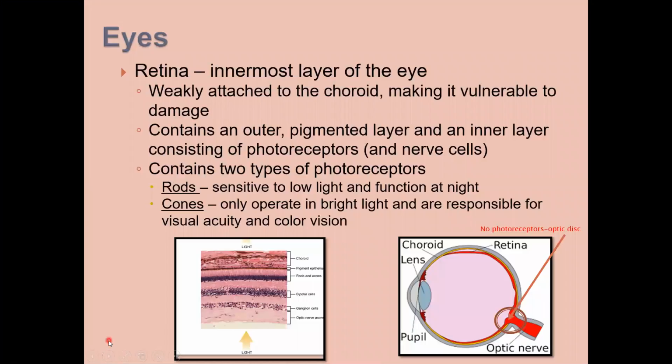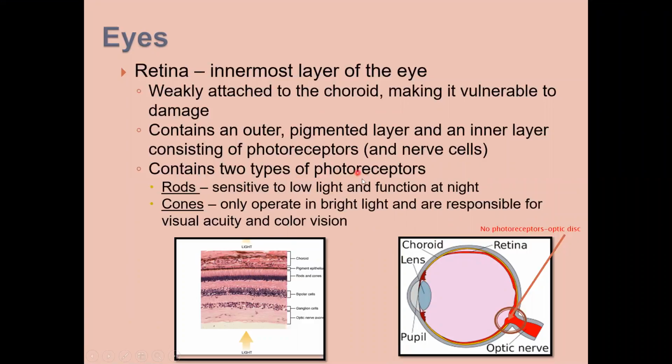The retina is the innermost portion of the eye. It's weakly attached. I have it right here. You can see where the choroid is next to the retina. It's weakly attached to the choroid, making it vulnerable to damage, and we'll talk about that with pathology. It contains an outer pigmented layer and an inner layer consisting of photoreceptors and nerve cells.